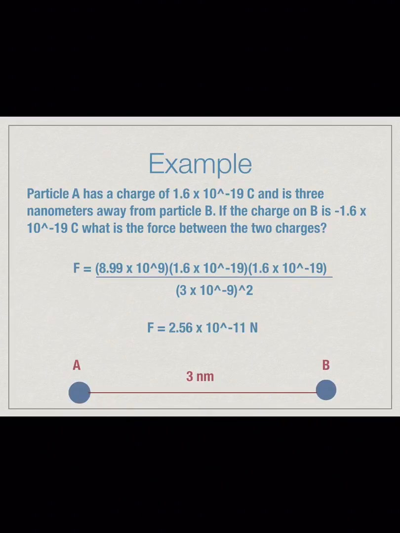Plugging all this into a calculator, we finally get F is equal to 2.56 times 10 to the negative 11 newtons. This isn't a very pretty answer, but that's what happens when I try and come up with the examples off the top of my head.